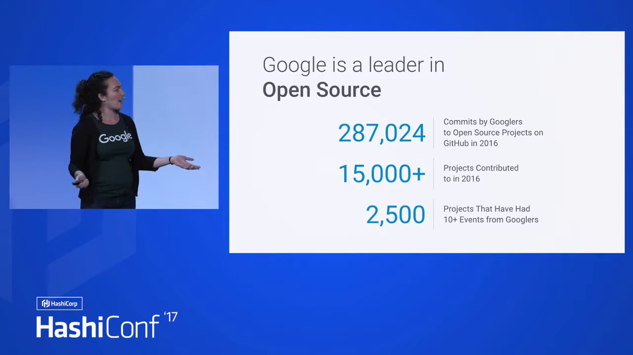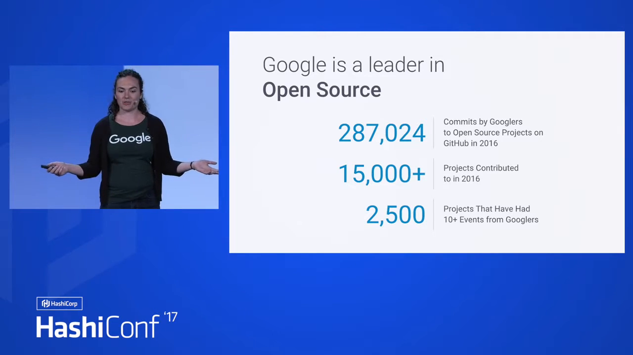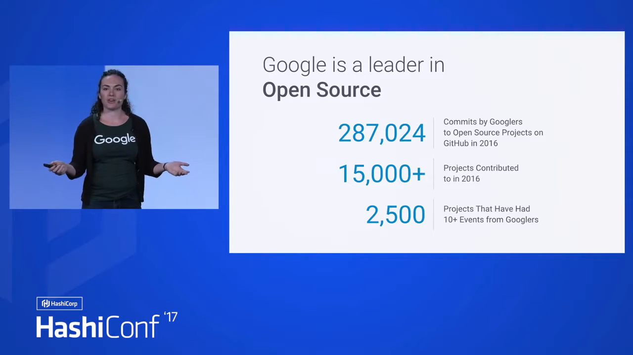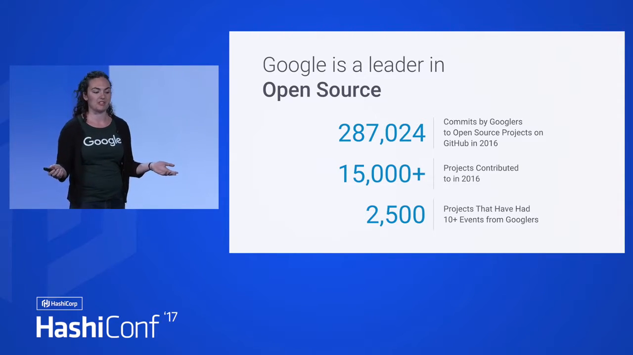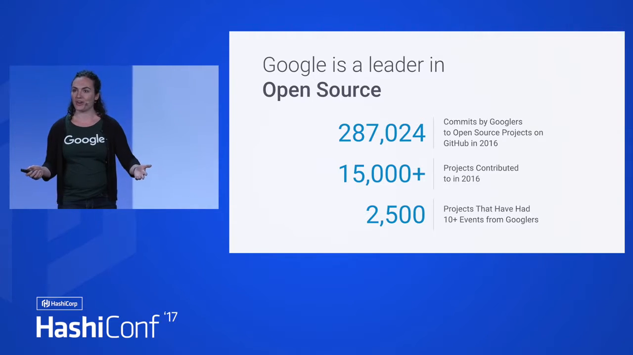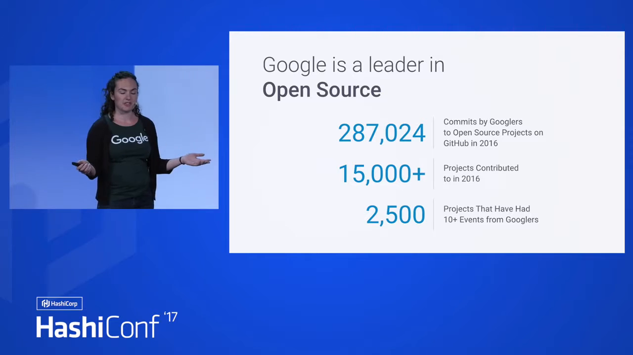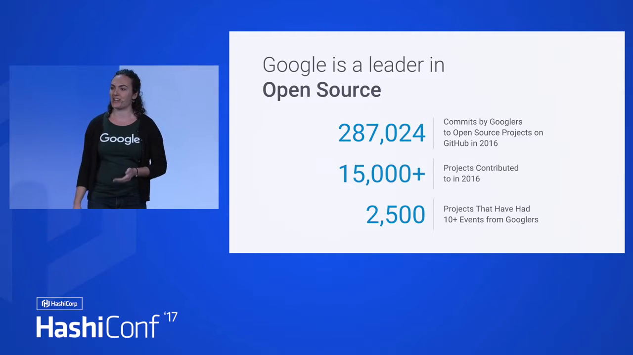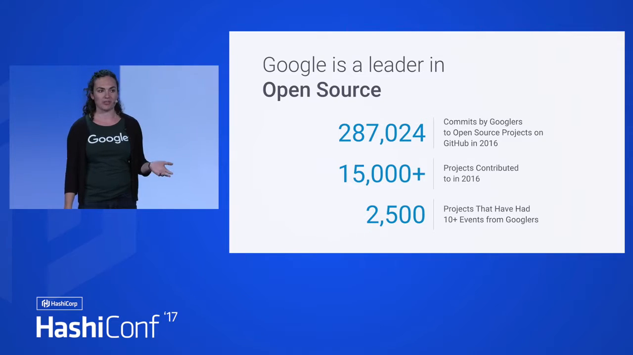And now something that you might not realize about Google is that we're actually a leader in open source. You've all heard of Kubernetes, you've probably all heard of TensorFlow. These are some open source contributions that Google has made in the world. But we've also contributed to a whole bunch of other open source repositories. So we've had over 200,000 commits by Googlers on open source projects, 15,000 projects contributed to, and 2,500 projects that have had at least 10 events from Googlers. So these are projects that Googlers are actively contributing to. That's over 2,500 of them.